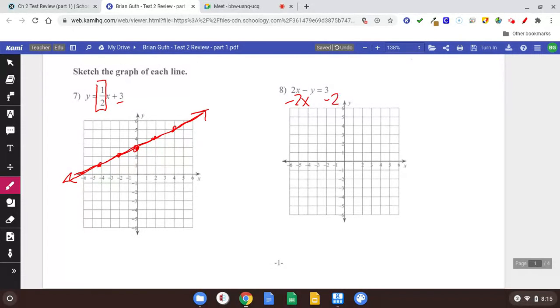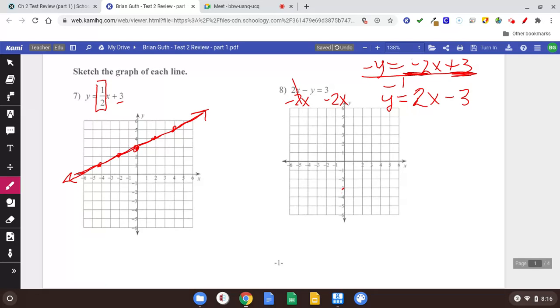Next one's not in slope-intercept form, so let's get it there. I'm going to try to get y by itself, so let's subtract the 2x. I have negative y equals negative 2x plus 3. And then let's divide by negative 1 to get y truly by itself. Y equals, you've got negative 2 divided by negative 1 is positive 2. And you've got 3 divided by negative 1 is minus 3. Y equals 2x minus 3. So minus 3, that's the y-intercept, negative 3.